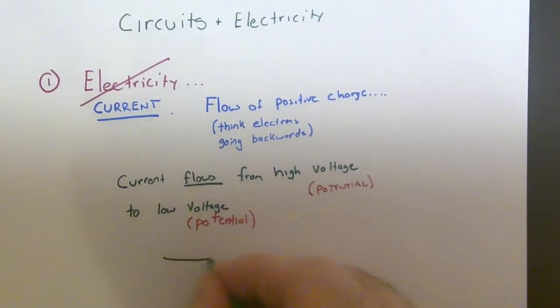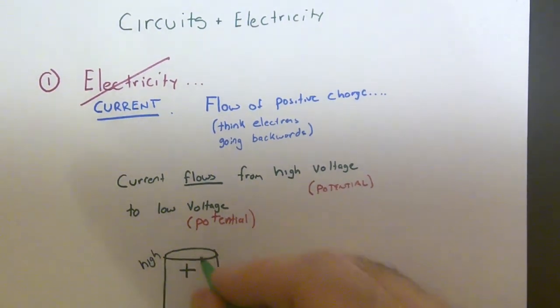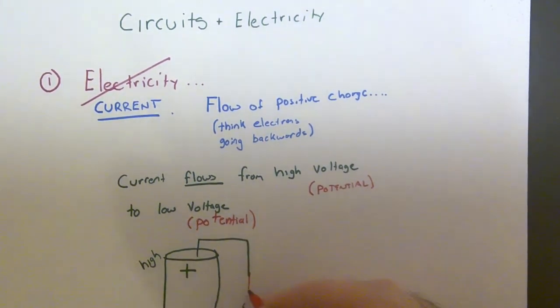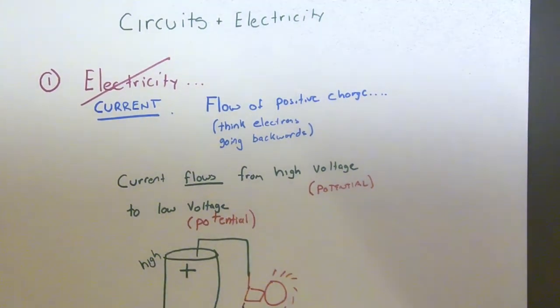But instead of the word voltage, we're also going to use the word potential, because we're going to change up all our words. I'm going to draw a battery right now. A battery has a positive end and a negative end. All this means is positive means high and negative means low voltage. Now I'm going to hook up a wire and a light bulb between the wires. This light bulb will turn on because electricity is going to flow from high to low and it's going to go through the bulb.